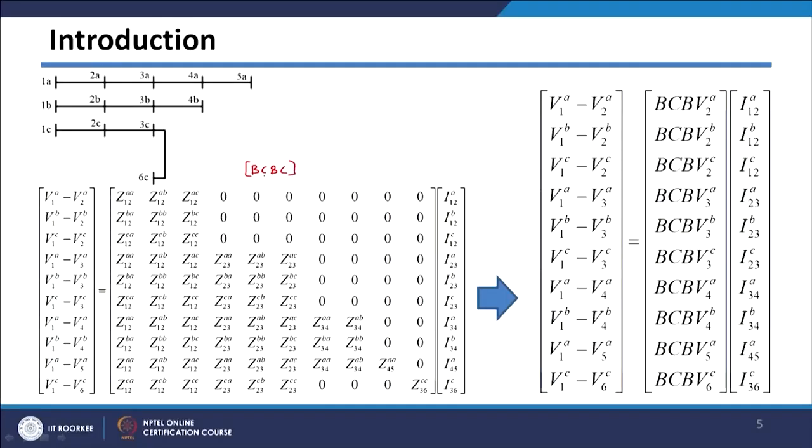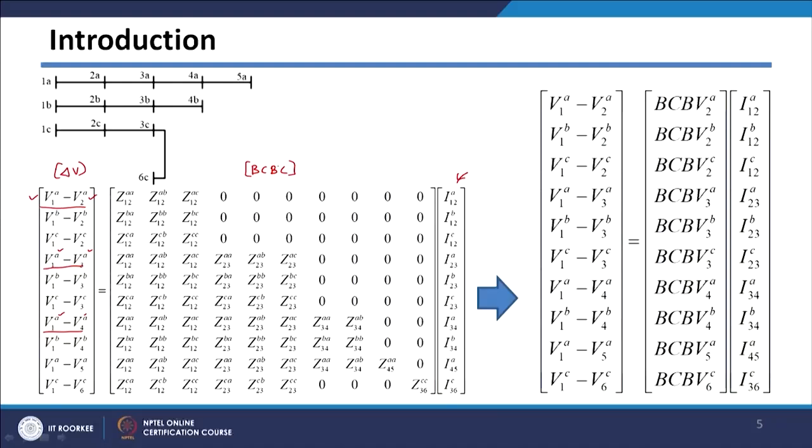So, the structure of the BCBV matrix will be something like this. We have also seen how to assemble this matrix, and here this is basically delta V, which gives the difference between the first node and the corresponding node. So, this gives the difference of the first node to the second node, this gives from the first node to the third node of A phase, this gives from the first node to the fourth node of A phase, like this, and these are basically branch currents.